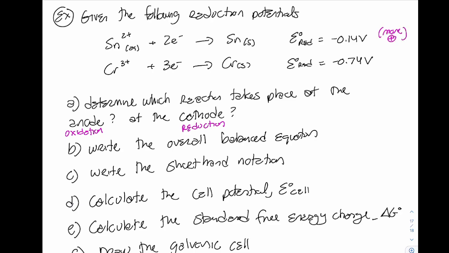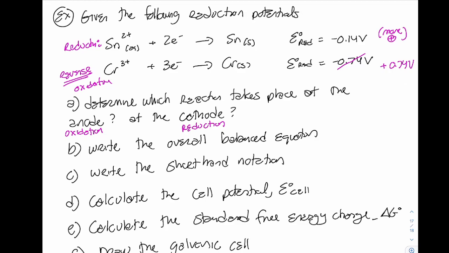We want the more positive one to be our reduction. So this is going to be my reduction. This one we're going to have to reverse when we do our balanced equation, and it's going to become the oxidation once we reverse that. Right, we'll have to reverse this then, and it'll become a positive 0.74 volts. Remember, if we're going to have a spontaneous reaction, since I'm saying galvanic cell, we know we want our reaction to be spontaneous. When I add these numbers together, it needs to come out to be positive.